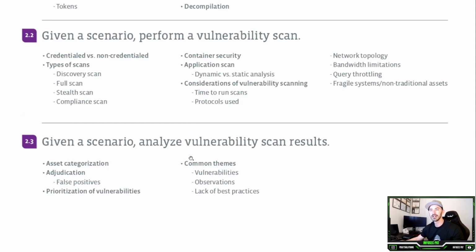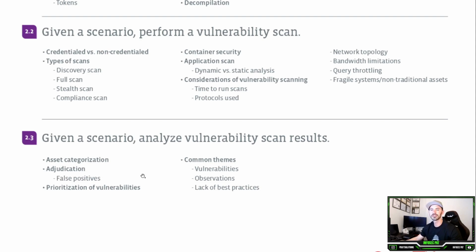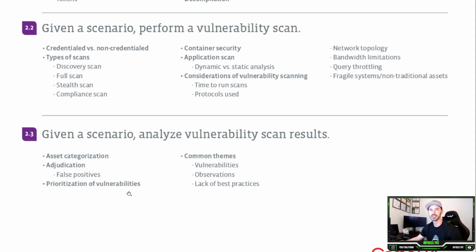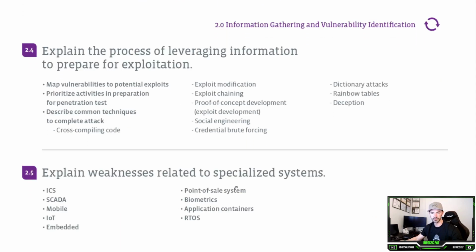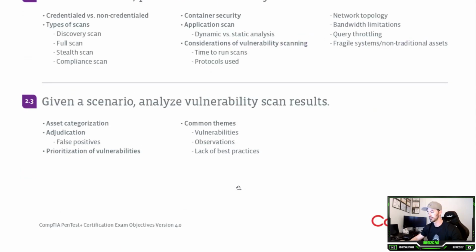So given a scenario, analyze vulnerability scan results. Asset categorization. All these cool things, it's super critical. Prioritization of the vulnerabilities. Say you might have something low on the spectrum. It doesn't really matter right now. If we have something really critical that we have to patch, let's prioritize what's important versus what's not really important. Okay. Common themes: vulnerabilities, observations, lack of best practices. This is super critical stuff. So let's just go next.